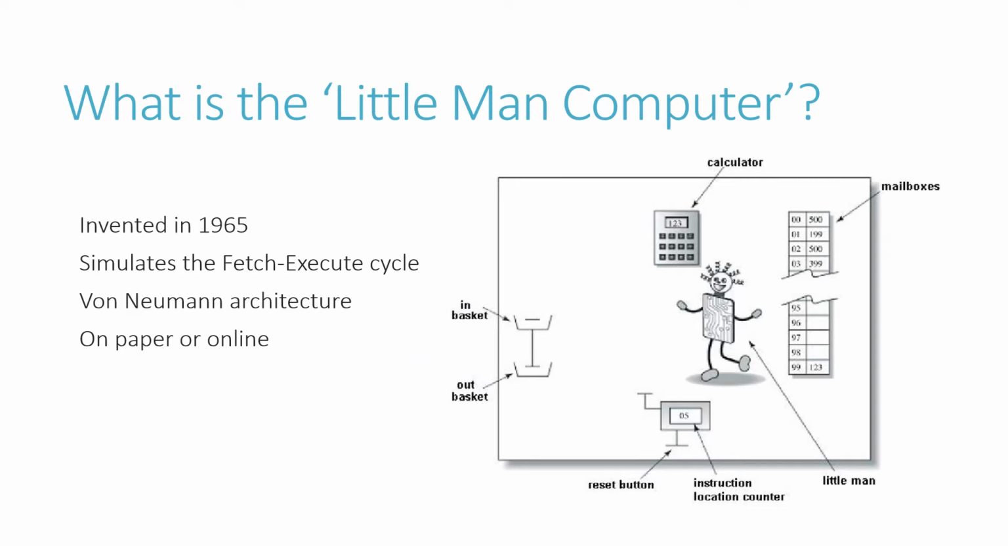So the Little Man Computer is a simulator of what goes on inside the processor when the computer runs a program. It was invented in 1965 to introduce university students to how computers work. As the little man runs about inside a room, he's doing the actions of a processor as it carries out the instructions in a program. Obviously, in 1965 it was done entirely on paper, but nowadays we can also find websites that will run Little Man Computer simulators.